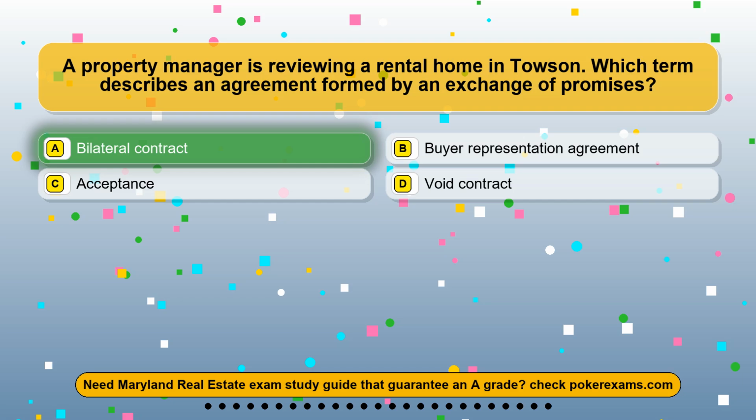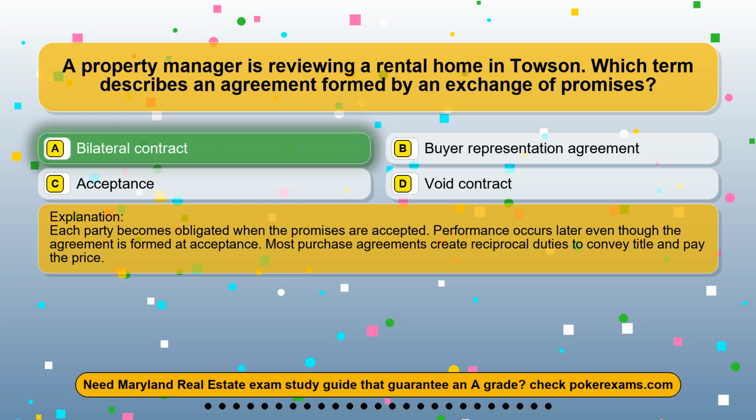The correct answer is option A, bilateral contract. Each party becomes obligated when the promises are accepted. Performance occurs later even though the agreement is formed at acceptance. Most purchase agreements create reciprocal duties to convey title and pay the price.